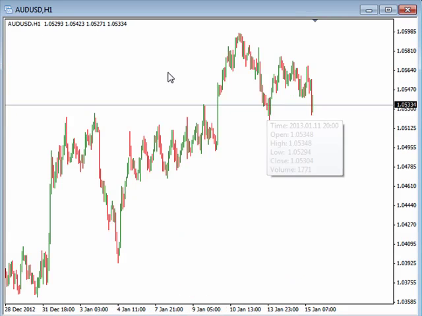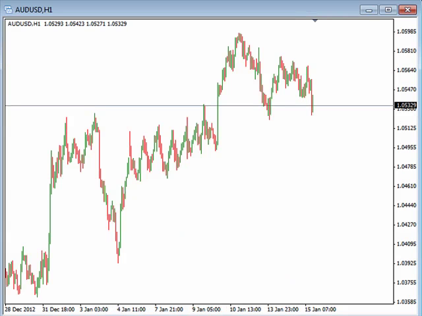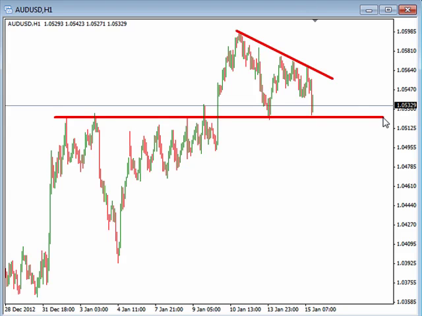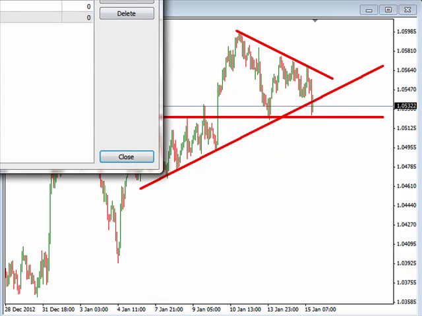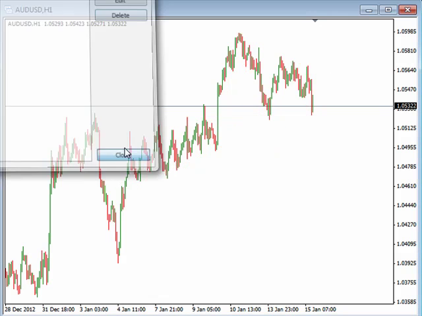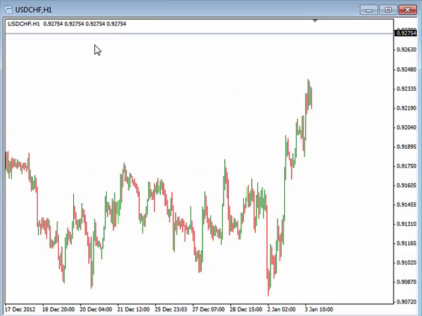Aussie dollar. We can do the same thing. We can draw our lines that are currently acting as support or resistance. And we can maybe get some information about how we could trade this using the simple trading method. US Swiss franc.